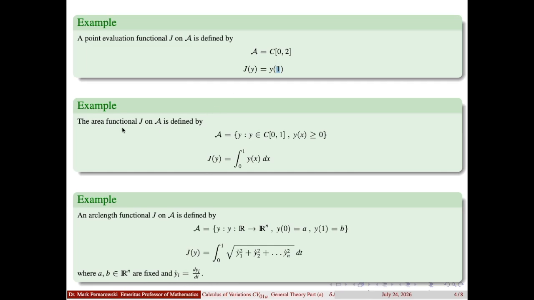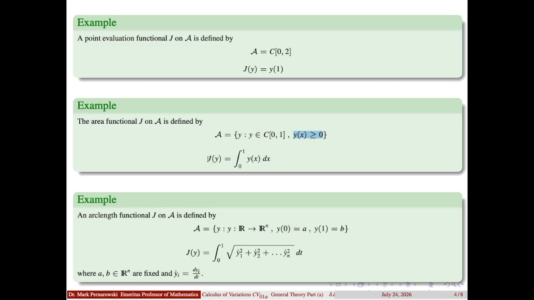Second example, area functional. Well, I need to be able to integrate the function, so I'm going to make my admissible set equal to y's that are continuous on [0,1] and are non-negative. That way, this definition for J, the integral, is some non-negative number.